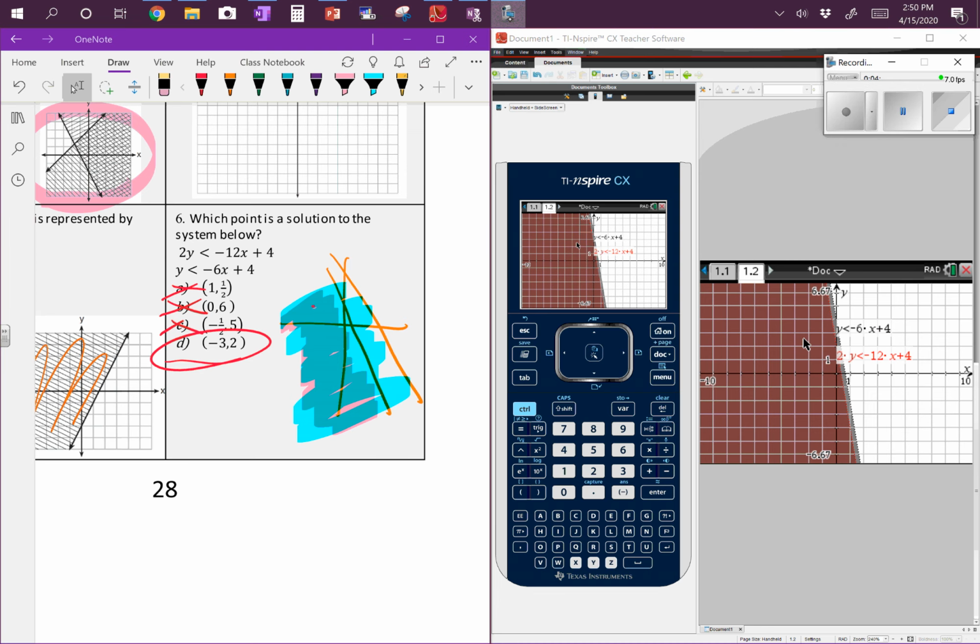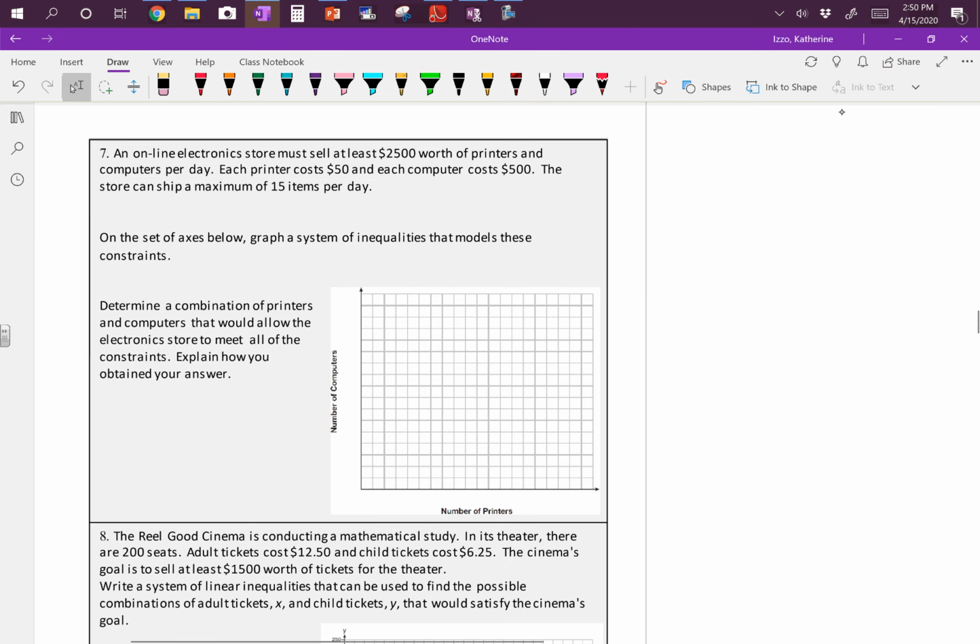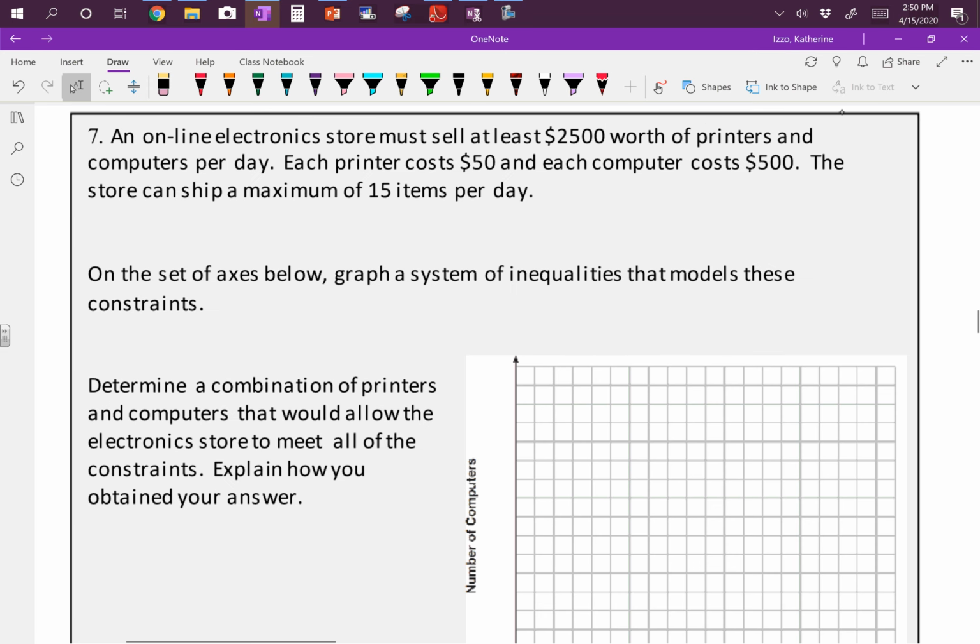All right, I'm jumping a lot today. Let's take a look at number 7. An online electronics store must sell $2,500 worth of printers and computers per day. Each printer costs this much. Each computer costs this much. The store can ship a maximum of 15 items.